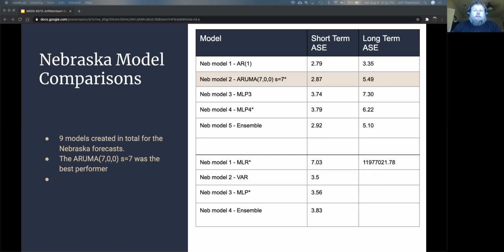Moving on to Nebraska, looking at all the models for Nebraska, again there are 9 in total. Even though the AR(1) has a lower ASE score for both short and long-term forecasting, and taking into account the multivariate analysis that was done, I'd still recommend going with the ARIMA as it seems to follow the data much better and the scores are quite impressive.